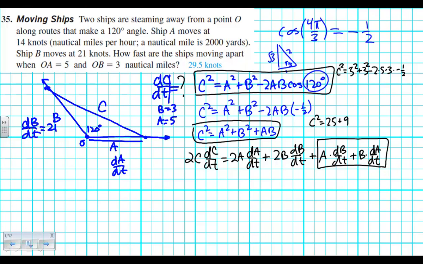25 plus 9 plus 5 times 3 is 15. So that's 25, 34, 34 plus 15 is 49. Oh, how freaking convenient.